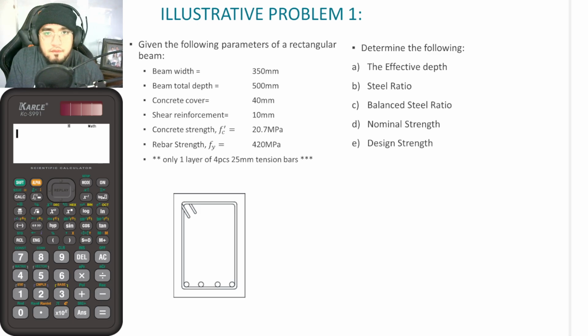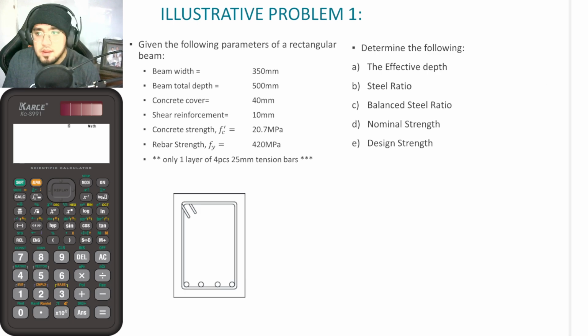Given the following parameters of a rectangular beam: the beam width is 350 mm, the total depth is 500, concrete cover 40, shear reinforcement 10, the concrete strength f'c is equal to 20.7, and the yield strength of the rebar is equal to 420. In this case, only one layer of 4 pieces of 25 mm tension bars will be used. So these are the requirements.